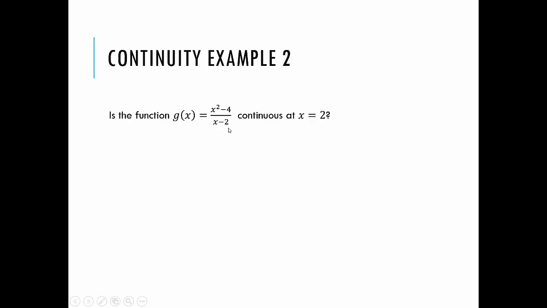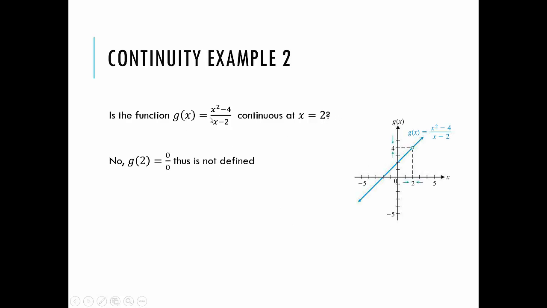Well, you can see it's a rational function, and if I plug in 2, I'm going to end up with, in fact, the numerator being 0 and the denominator being 0. So as we can see, g of 2, the function is not defined at that value, so certainly if it's not defined at that value, then it's not going to be continuous.